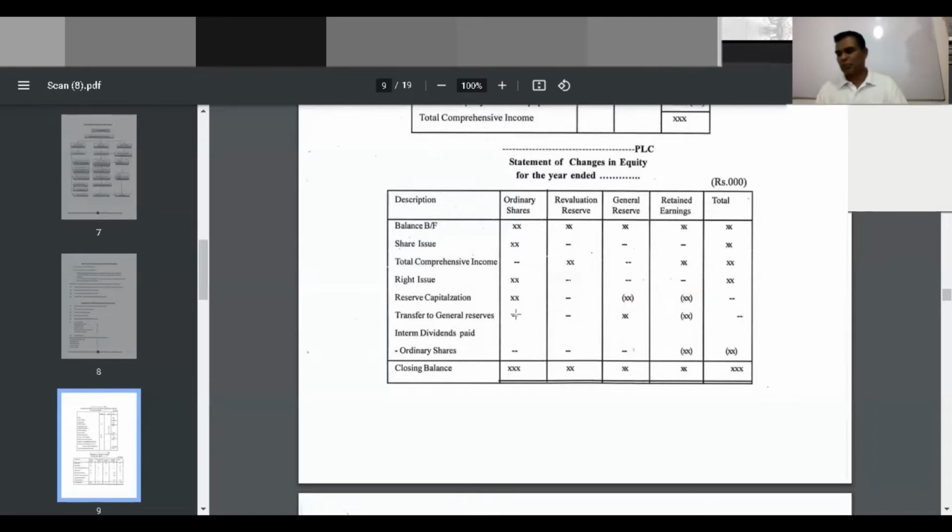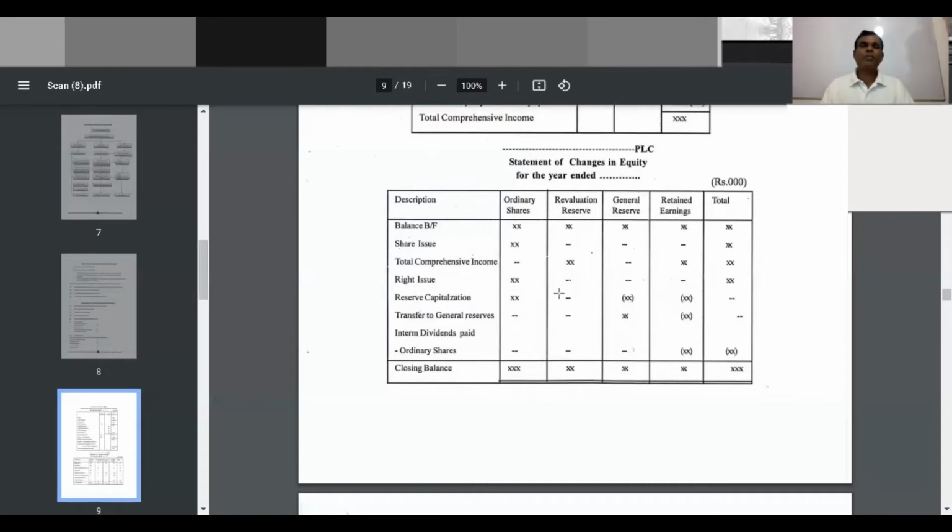Interim dividend. Before paying the final dividend, the board of directors can decide to pay a certain amount of dividend in between the period. If such an amount is paid, that is what we call interim dividend: dividend paid before the final dividend at the end of the period. In between the period, the board of directors can decide on paying interim dividend.